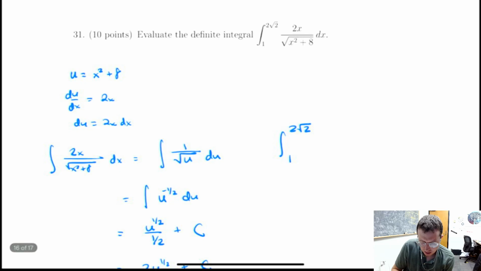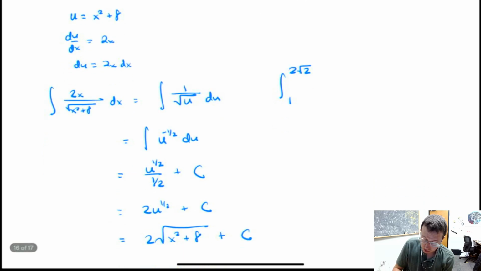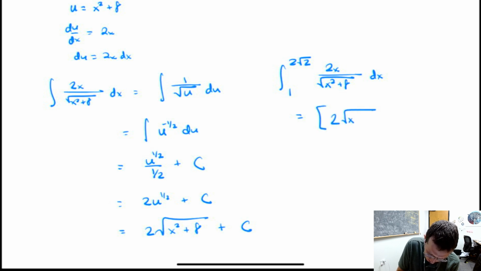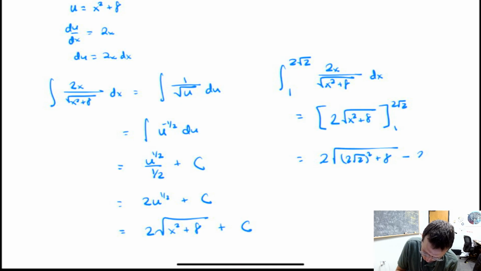to 2 square root of 2 by the fundamental theorem of calculus, part 2, is this antiderivative evaluated from 1 to 2 root 2, which means I plug in the bounds, and subtract.